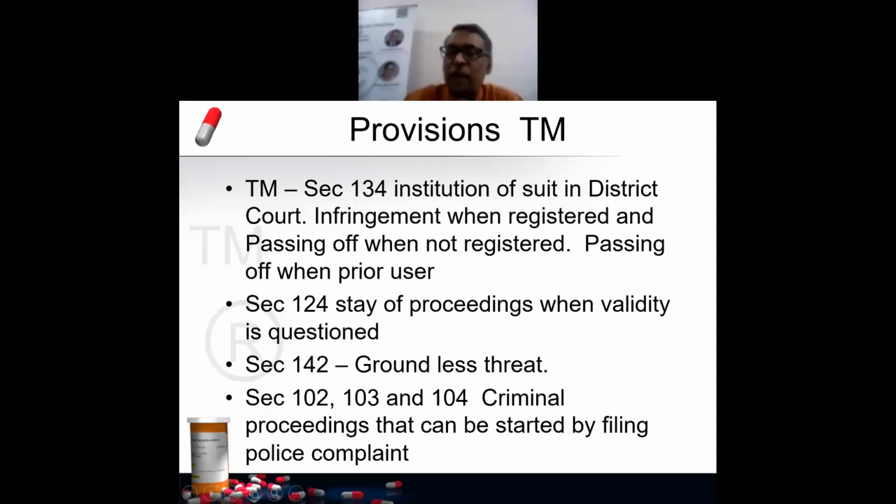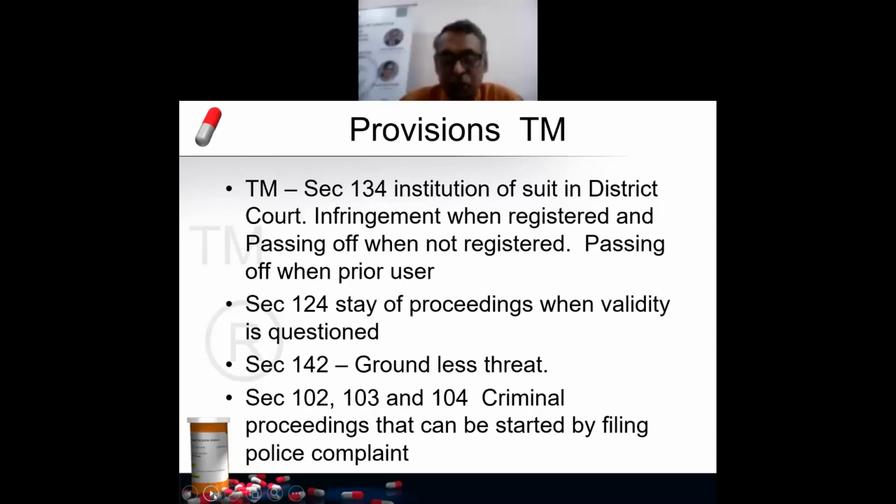Now, under 142, if a person receives a legal notice, let us take, A gives a legal notice to B and tells B, look, you have copied my mark, so you stop using the mark, which is called a cease and desist notice, technically under the IP law. Now, what is the remedy the person receiving the notice has? He can approach a local court under section 142 and seek a declaration that the threat is a groundless threat, and that the person who is threatening can be stopped from issuing further notices.